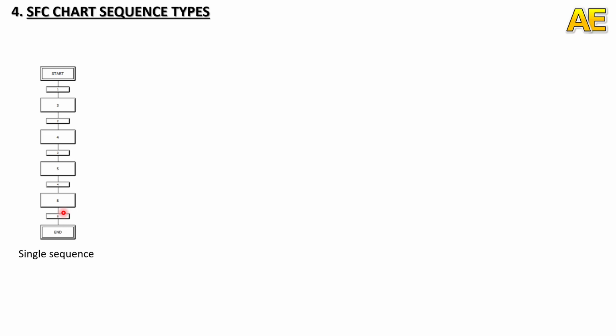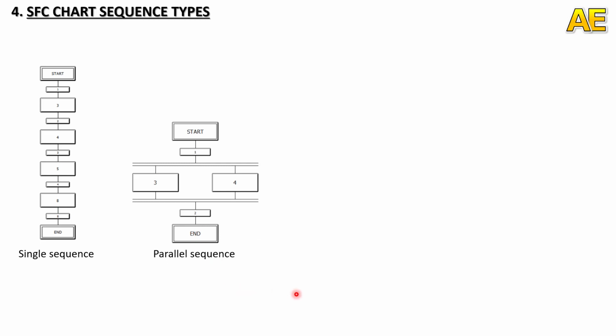Okay, next I will talk about the types of sequence. The first type is a single sequence. This is the straight sequence from the start to the end, with only one flow, with step and transition interleaved. This is the main type of every sequence.